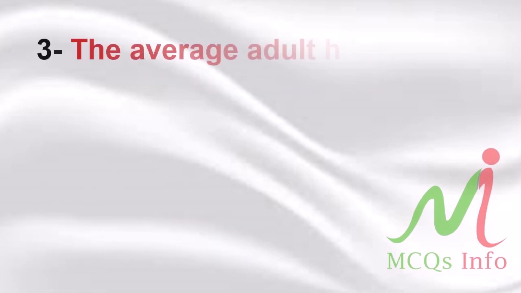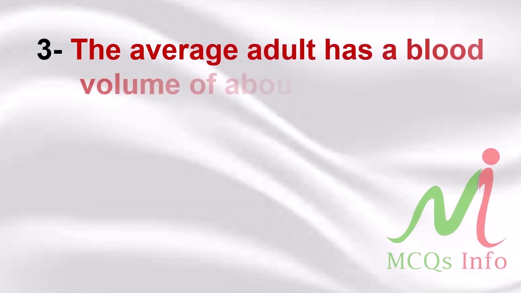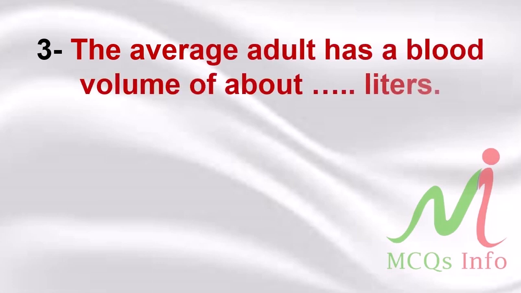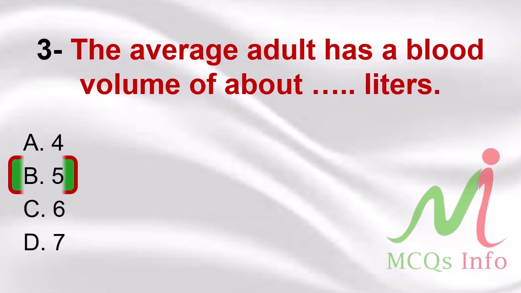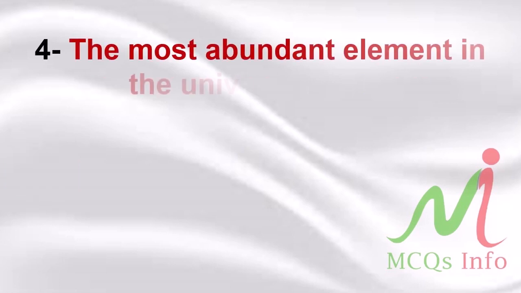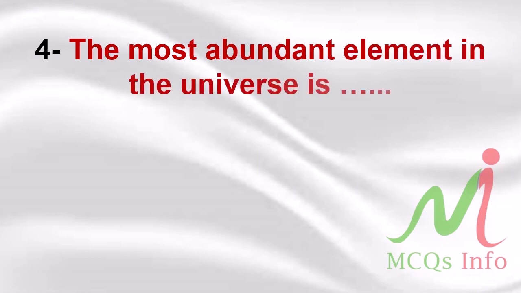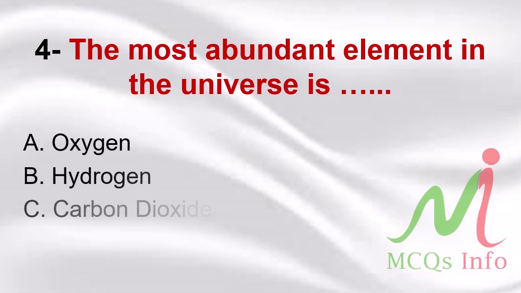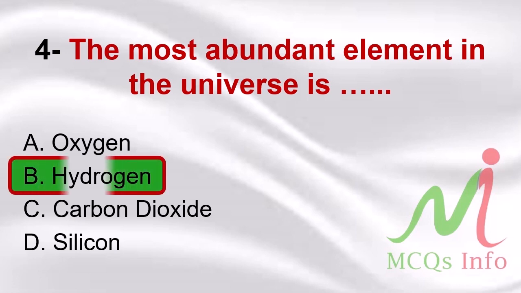The average adult has a blood volume of about liters. A 4, B 5, C 6, D 7. Correct option is B 5. The most abundant element in the universe is A oxygen, B hydrogen, C carbon dioxide, D silicon. Correct option is B hydrogen.